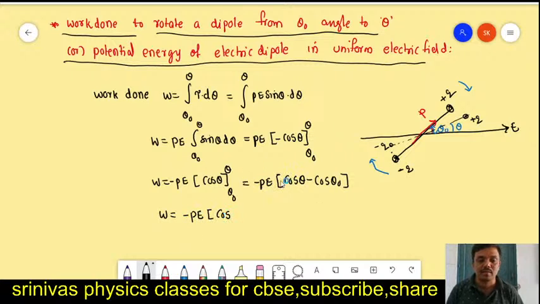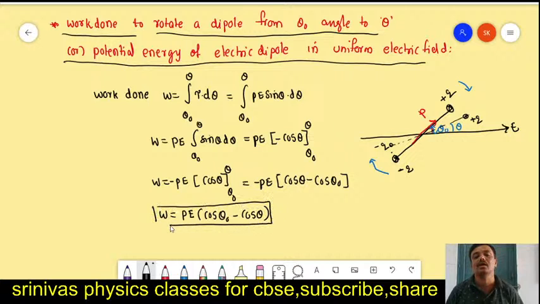In the next step, you should multiply with minus. When you multiply with minus, you will get P E, where P is the dipole moment and E is the electric field intensity, into minus cos theta plus cos theta naught. That means you will get cos theta naught minus cos theta. This is the work done to rotate a dipole from theta naught angle to theta.